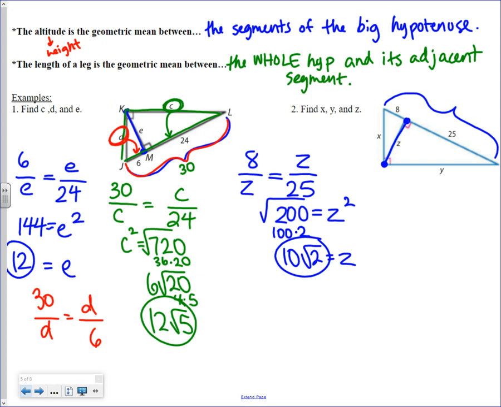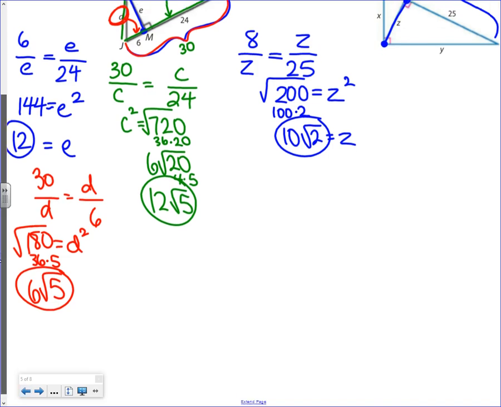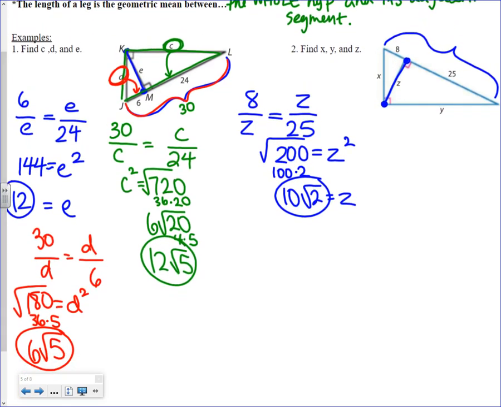Okay, cross multiply. 30 times 6, I believe, is 180, is equal to d squared. Take the square root. 180 is not perfect. What is perfect within 180? 36 and 5. And the 36 comes out as a 6, and the 5 is left underneath. And ladies and gentlemen, we've now found all 3 variables that were in that original picture.